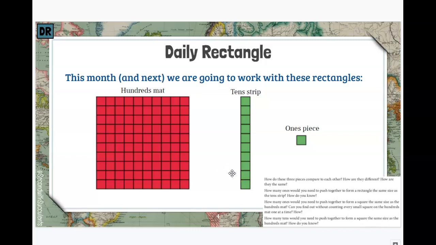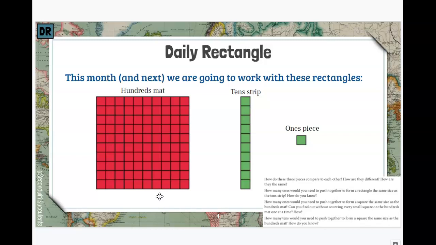How many ones would you need to push together to form a square the same size as the hundreds mat over here? Now, I want to challenge you to find out without counting every single square on this hundreds mat. How many are there? How do you know?